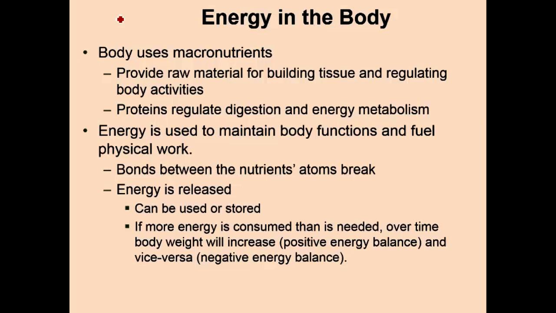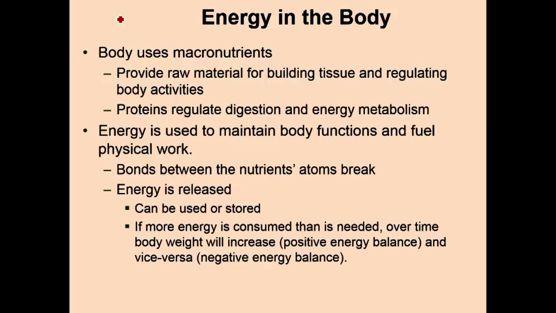We defined energy producing nutrients earlier. The 3 macronutrients, carbohydrates, proteins, and lipids, are going to be used to provide raw materials for building new tissues and regulating the body activities. In particular, the proteins are going to regulate digestion and energy metabolism, and we'll get into more detail about that in upcoming chapters. Energy is used to maintain body functions and fuel physical work.